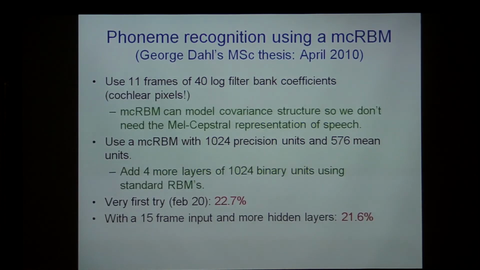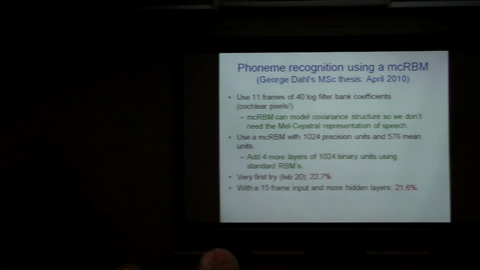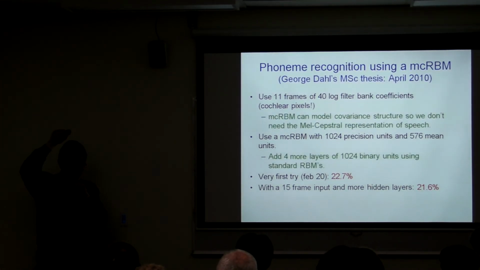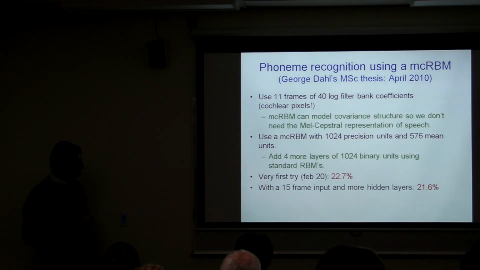And one final thing, we took this model designed for vision and said, what if we applied that to the speech problem? So instead of taking Mel-Cepstral coefficients, which are designed for making things independent, so a hidden Markov model with a diagonal covariance matrix can deal with them, we just take log filter bank coefficients, and we treat it as a vision problem. The very first time George ran it, he decided to use that many covariance units, that many mean units, and then have 4 more layers like that, and he got 22.7% error, which was a record for us.